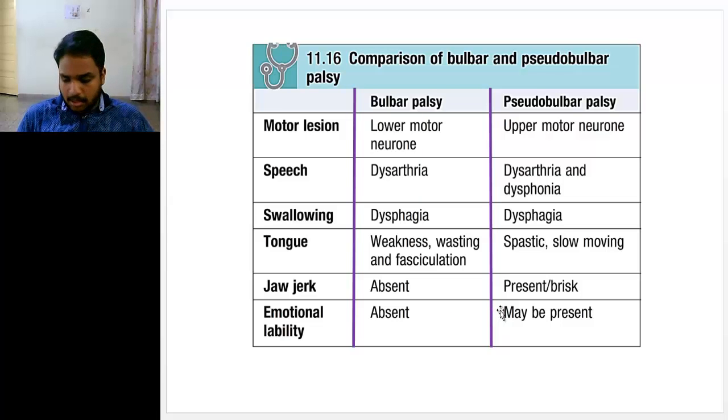What is emotional lability? It is the emotional outburst of the patient, in the form of unprovoked and uncontrollable laughter or crying, right? You are not provoking the patient. Unprovoked as well as uncontrollable laughter or crying is called emotional lability, that may be present in case of pseudobulbar palsy, right?